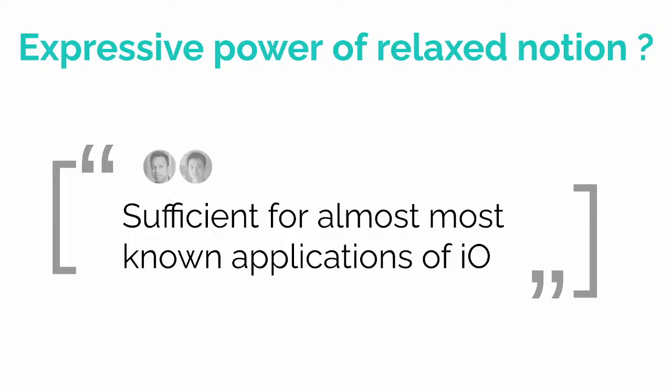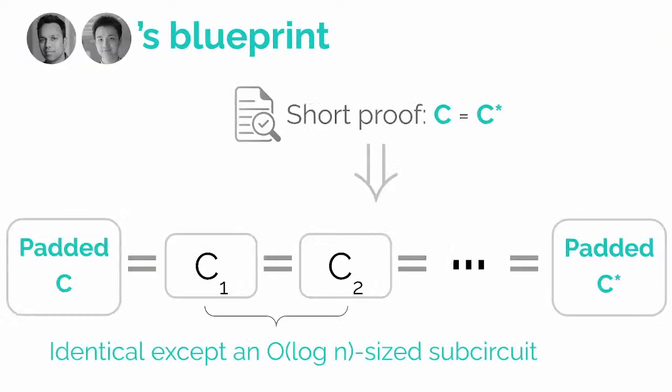Okay, so what's powerful about this framework is that it seems like for most of the applications of I/O we know, this EF proof of equivalence is sufficient to express the papers we have written in the past. And I can also show you some examples later. Okay. So how do you make use of the fact that we have a short proof of equivalence to make the I/O more efficient? In Abhishek and Zhenzhong's blueprint, this is the sequence of the locally equivalent circuits, right?